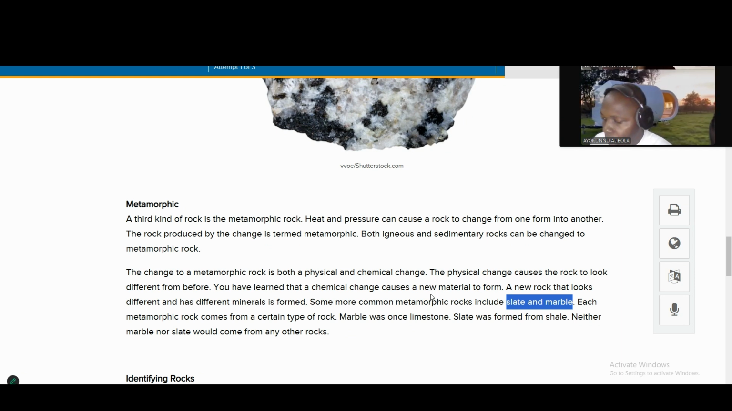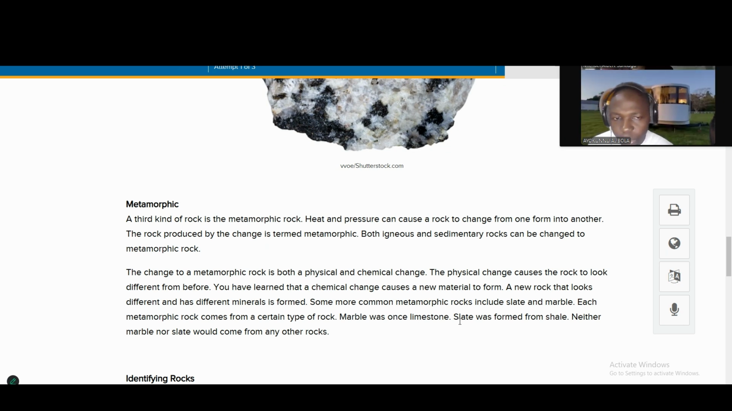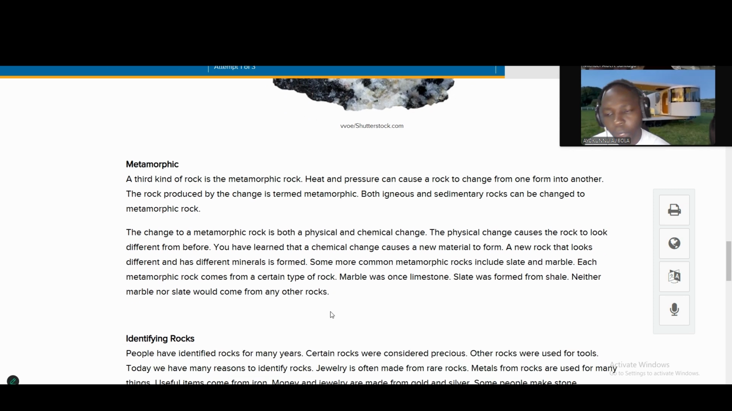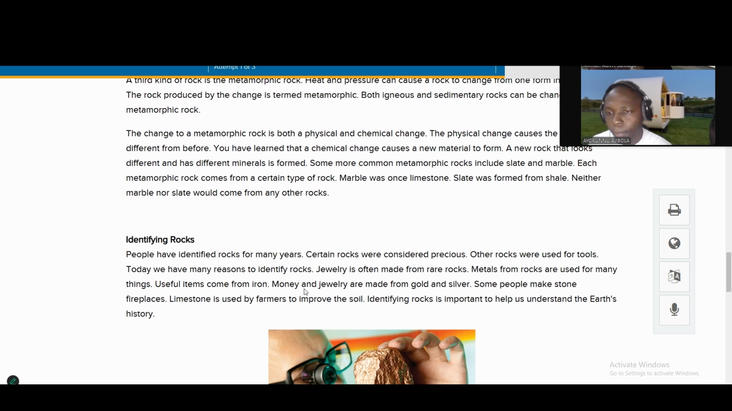Some more common metamorphic rocks include slate and marble. So each metamorphic rock comes from a certain type of rock. Marble was once limestone. Slate was formed from shale. Neither marble nor slate will come from any other rocks. That means they are specific.